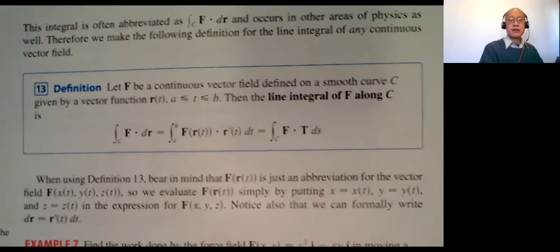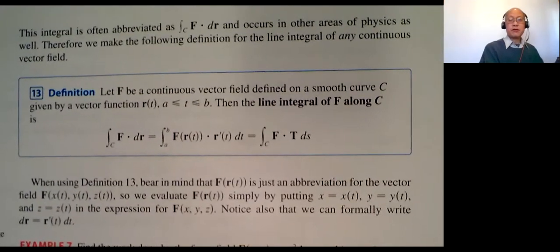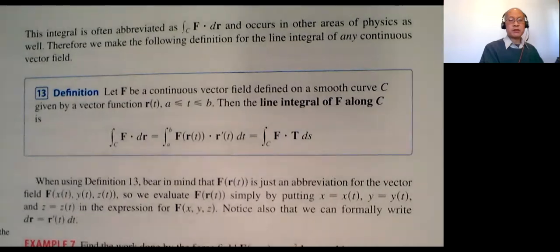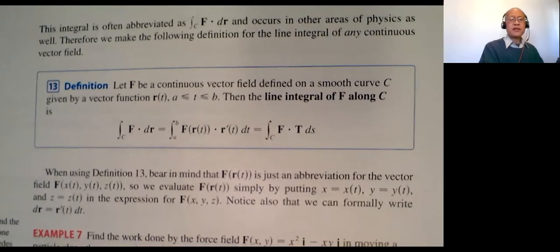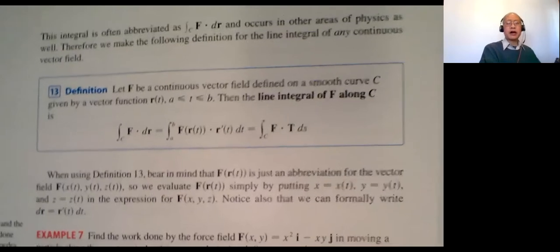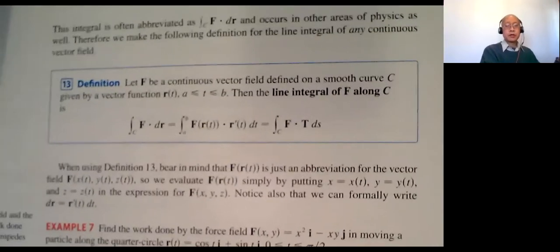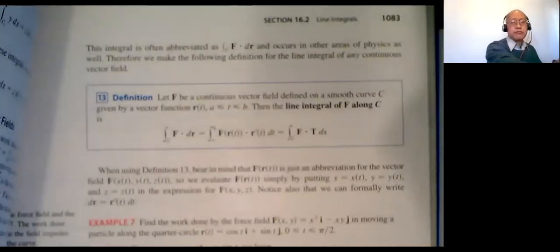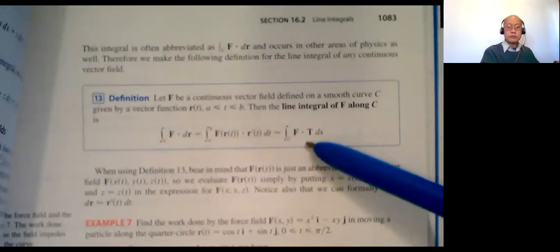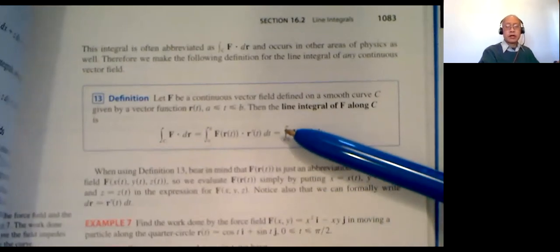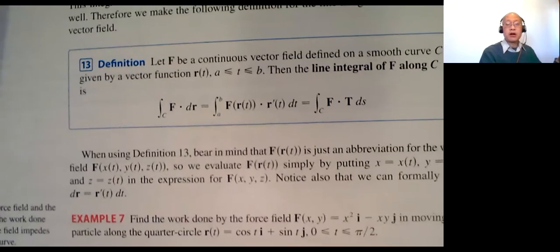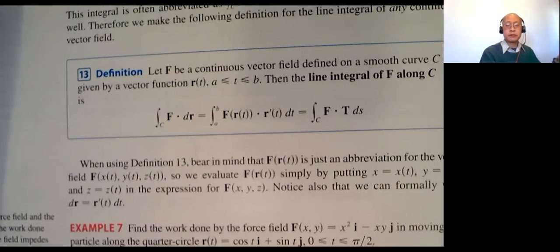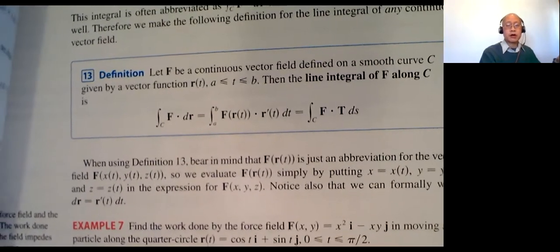You want this one, 1083. Let F be a continuous vector field defined on a smooth curve C given by a vector function. The line integral of F along C, integral of F dot dr. It looks like a dot product along a curve. I say you probably don't need this one, even though it's true. But in computation, you're going here: F of R of T dot R prime of T. It can be thought of as a dot product.